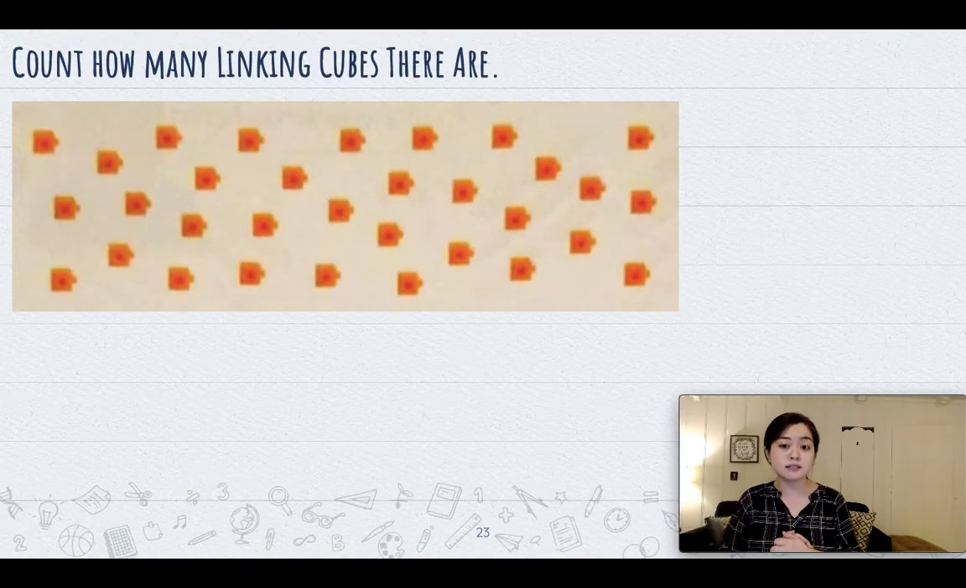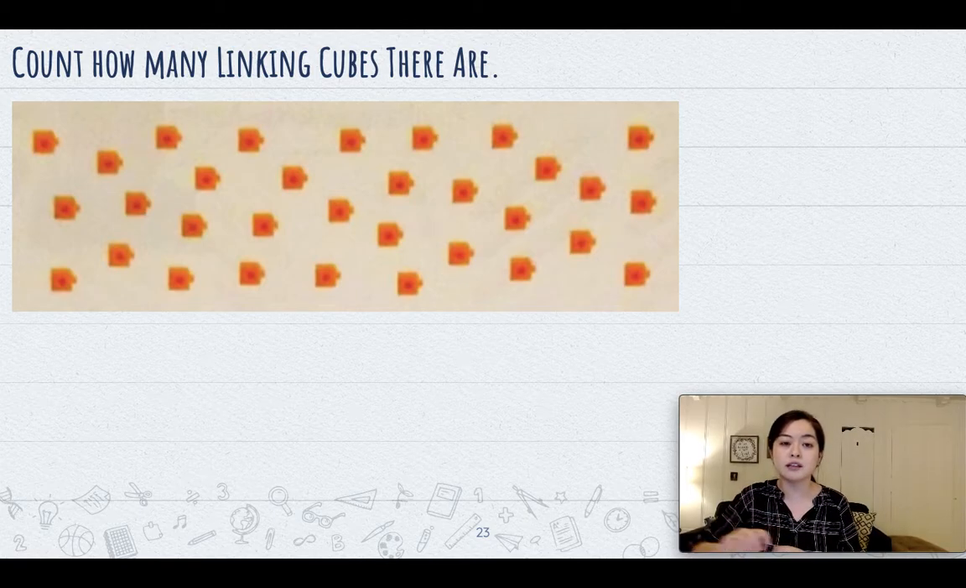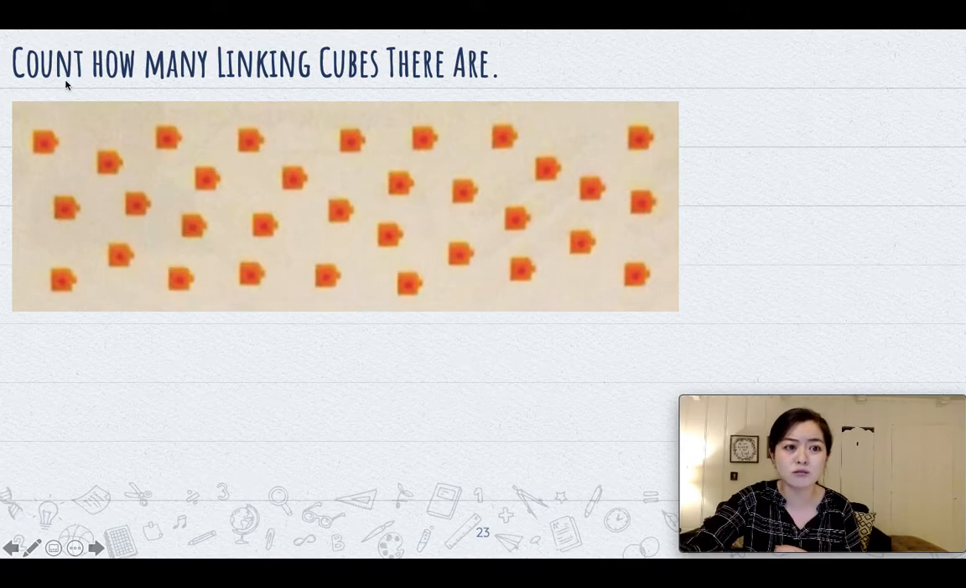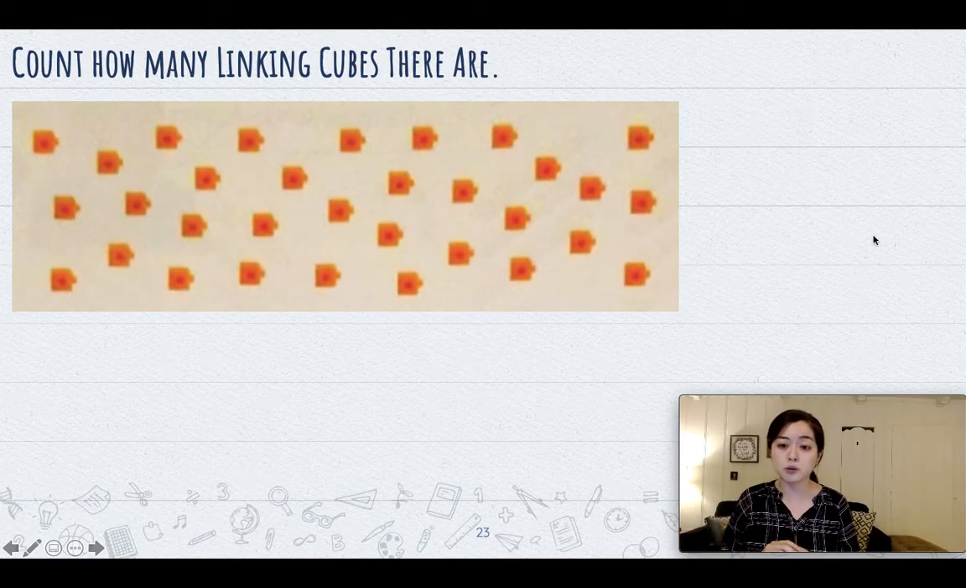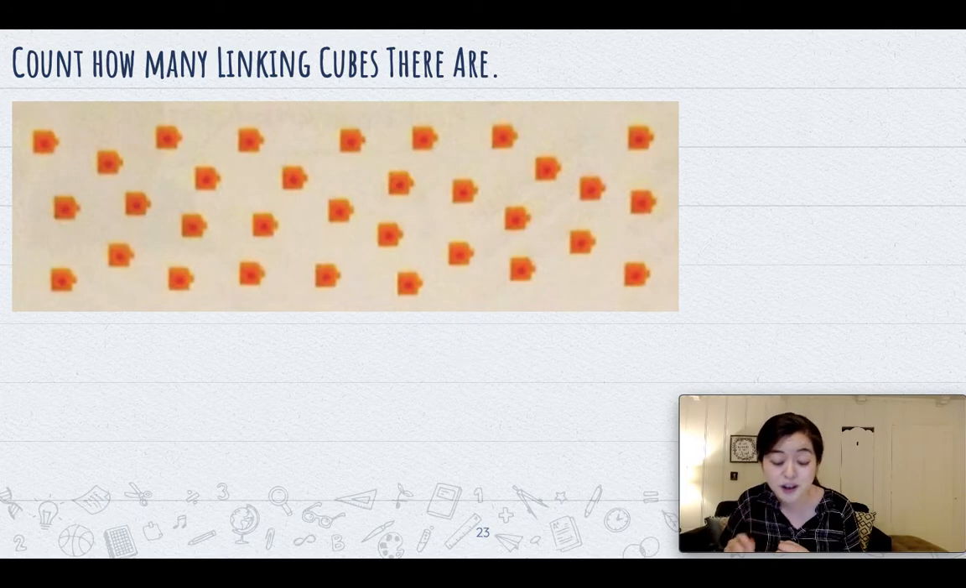Now let's look at the same picture again. Count how many linking cubes there are. It says count. So now I want to know the exact amount, the actual amount of linking cubes. Do you think we should count one by one? 1, 2, 3, 4, 5, 6, 7, 8, 9, 10, 11, 12. Well, we can. That's one way to do it. But another way that might be quicker is to count by tens.